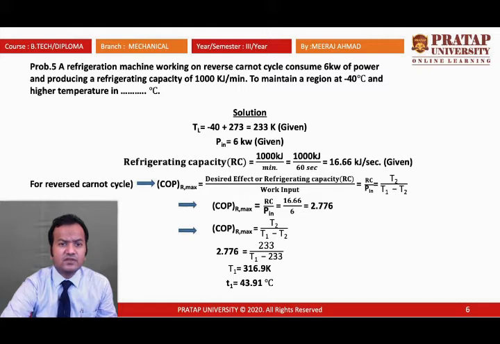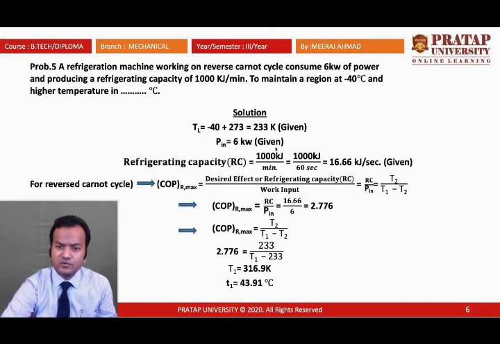In the question it is given that the machine is working on the reverse Carnot cycle, the power input is 6 kilowatt, and the capacity of the machine RC is 1000 kilojoule per minute, which is converted into kilowatt. To maintain the temperature limit of -40 degrees Celsius, you have to find the higher temperature. So these two are the temperature references, and this TL is converted into Kelvin.